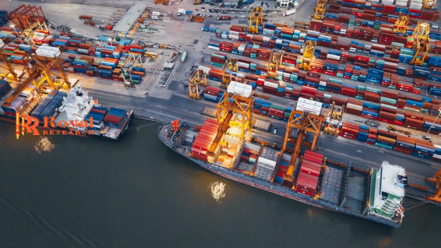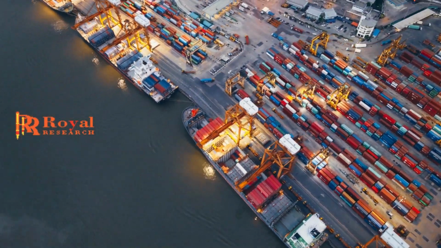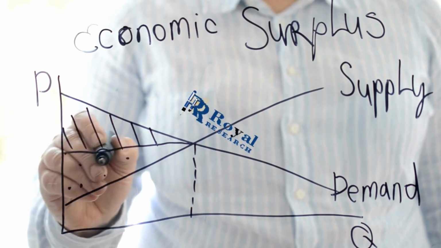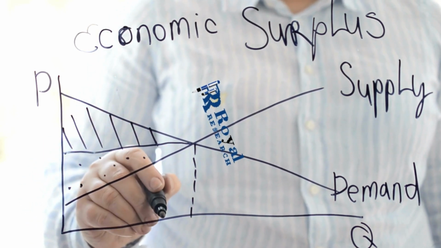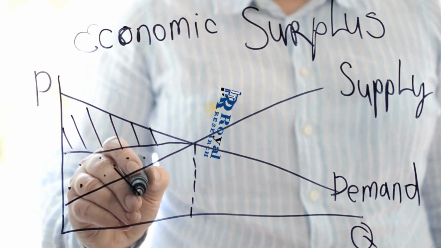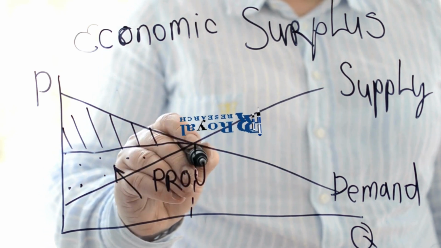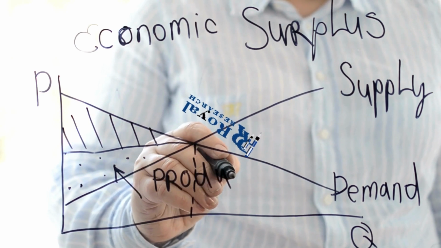Government policy. Policymakers use the demand and supply framework to design and evaluate economic policies such as taxes, subsidies, and price controls. For example, a government may impose a tax on a product to reduce its consumption or offer subsidies to encourage production.